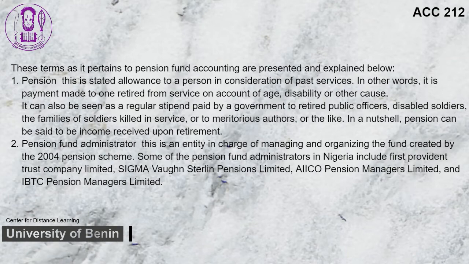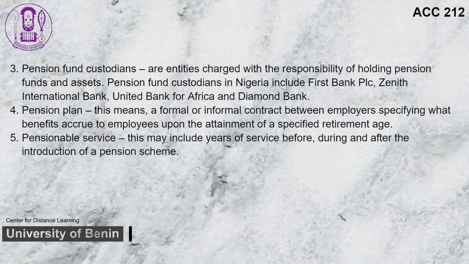2. Pension Fund Administrator. This is an entity in charge of managing and organizing the fund created by the 2004 pension scheme. Some of the pension fund administrators in Nigeria include First Provident Trust Company Limited, Sigma Vaughan Sterling Pensions Limited, AECO Pension Managers Limited, and IBTC Pension Managers Limited. 3. Pension fund custodians are entities charged with the responsibility of holding pension funds and assets. Pension fund custodians in Nigeria include First Bank plc, Zenith International Bank, United Bank for Africa, and Diamond Bank.